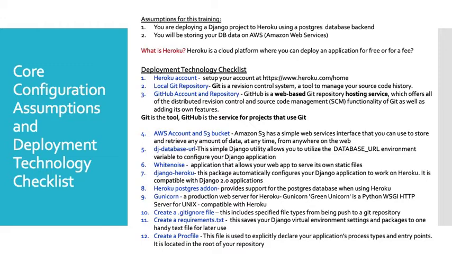So first of all, for assumptions for this training, you're deploying a Django project to Heroku and you're using Postgres as your backend database. You will also be electing to store your database on AWS or Amazon Web Services S3 bucket. I'm going to talk about that. We'll talk about exactly how that happens and what we need to do.